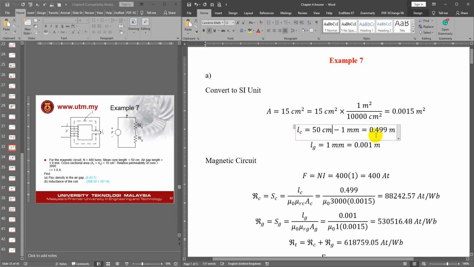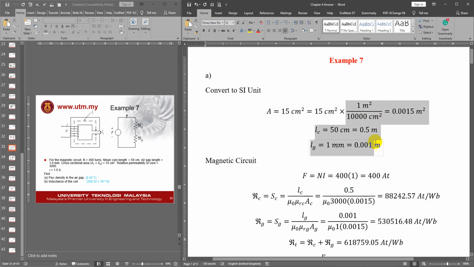Now for the length of the core, LC equals 50 cm, the mean core length. So this one is actually wrong. It should be only 50 cm, which is 0.5 meter. And the gap also you have to change from millimeter to meter.